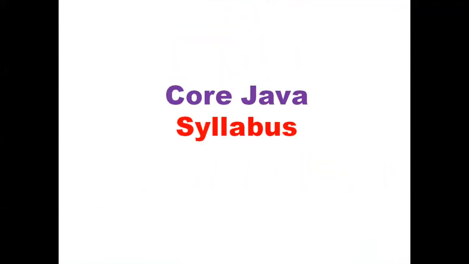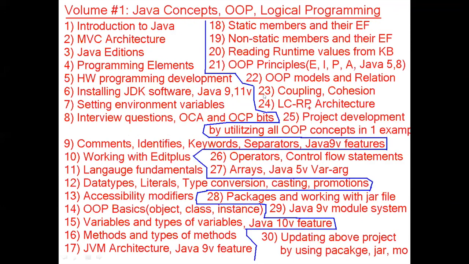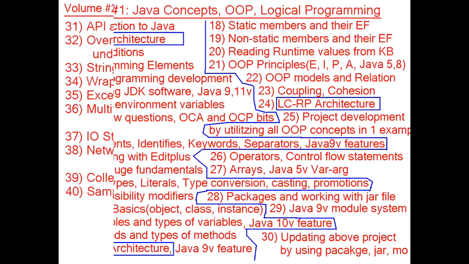Okay, tell me. Core Java syllabus was already shared in the last class. We divided Core Java into 5 units. First, we start learning language concepts, then logical programming, object-oriented programming concepts, Java API, IDEs, Java project. And this is the complete syllabus. As part of our Core Java, we are learning 3 architectures: MVC architecture, LCRP architecture, and JVM architecture.